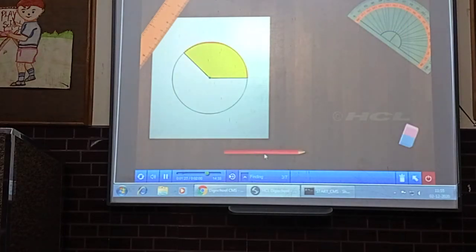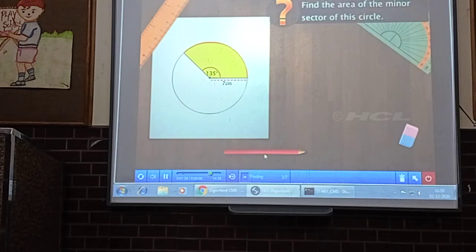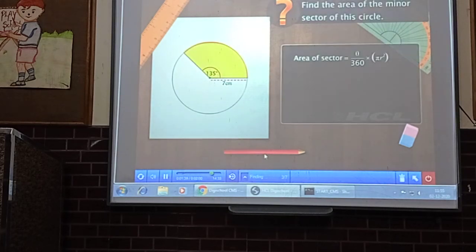Let's look at an example. A sector makes an angle of 135 degrees at the center of the circle. The radius of the circle is 7 centimeters. Find the area of the minor sector. क्या आएगा आपका? We use the formula theta over 360 times the area of the circle. We put in the measure of the angle at the center and the value of the radius and simplify. Thus, we get the area of the required sector.